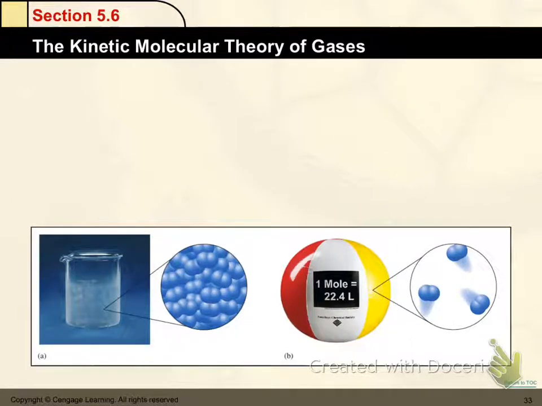Alright, so this is section 5.6 in our textbooks, the kinetic molecular theory of gases. It can be abbreviated the KMT of gases. You'll see me do that quite often.